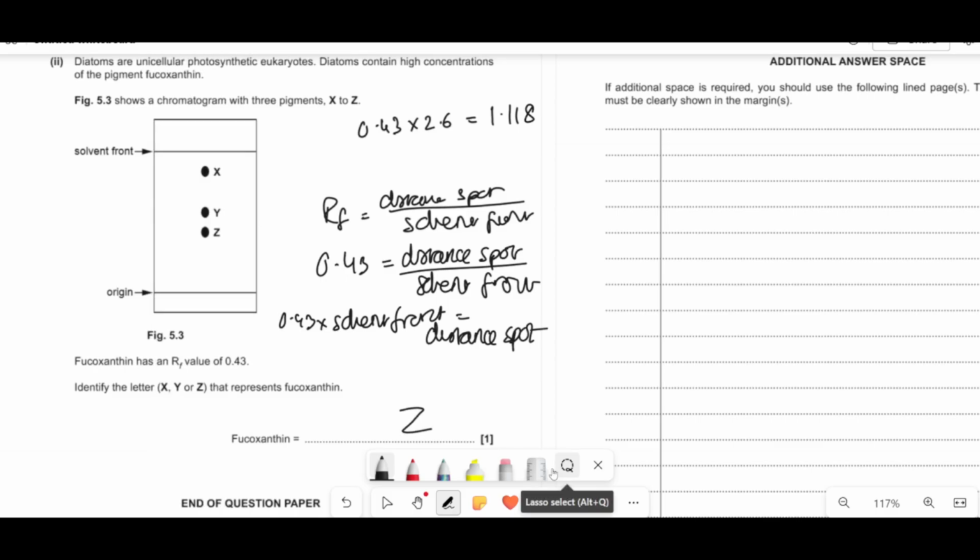You'd obviously measure with your ruler and get a far more accurate result, but I'm using this and it seemed to have worked.